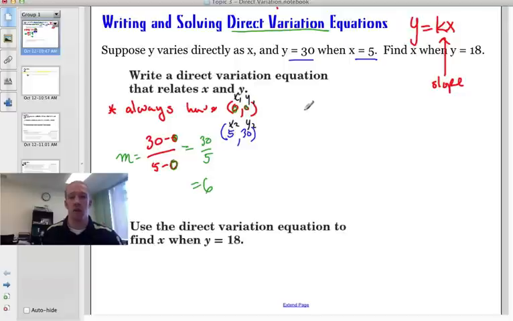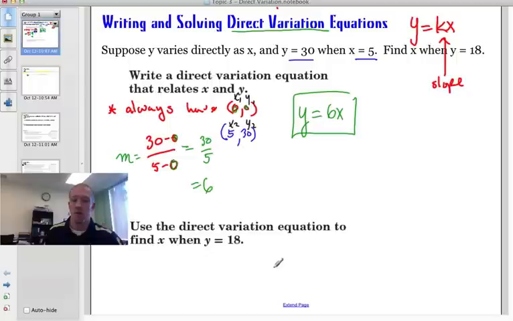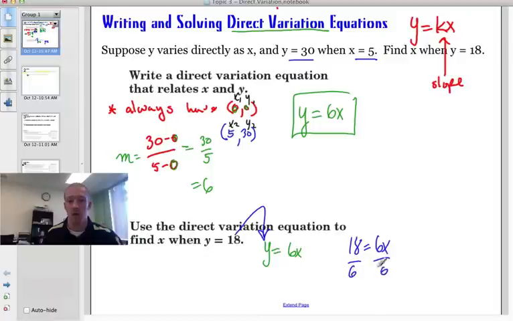So we did that, and we get y equals 6x. That is our direct variation equation here. Now, if I find x when y equals 18, so like I said before, whenever you're doing a problem like this, just write the formula, y equals 6 times x, and plug in the numbers you have. So you have y equals 18. That gives you 18 equals 6x. Divide both sides by 6, and you get 3 equals x. Solved. Great. So I think that's the last part of this topic.